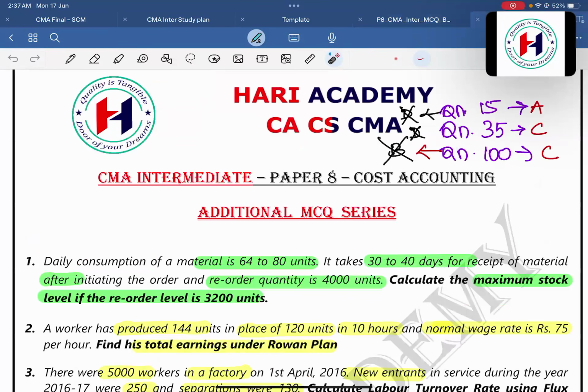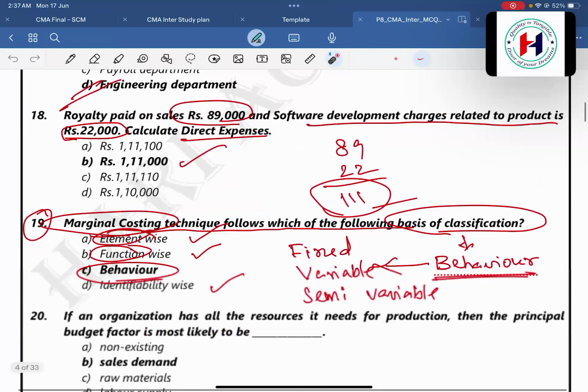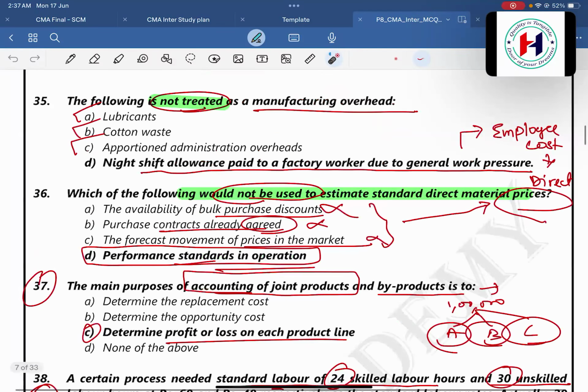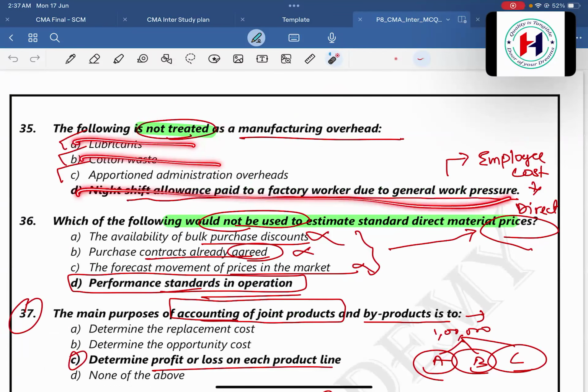Next, 35. Option is C. Instead of D, you need to write option C. The 35th question will be based on the night shift allowances. Okay, the following is not treated as a manufacturing order. Lubricants, cotton waste, and night shift is treated as a manufacturing overhead. So, which is not treated as apportionment of administration overheads.